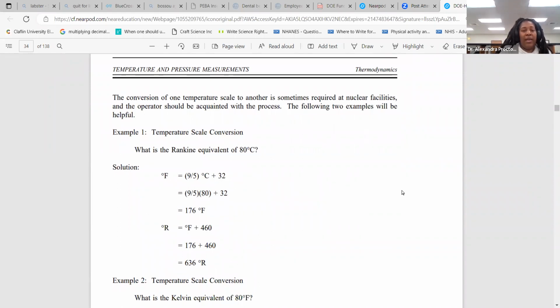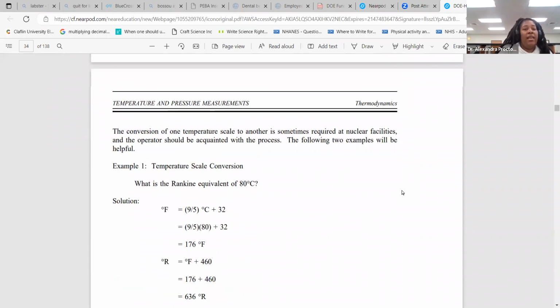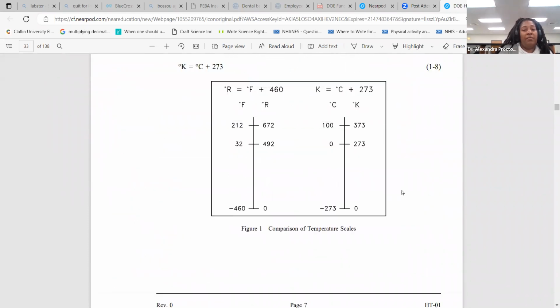So here we know that Rankine and Fahrenheit, those two scales go together. So what's the Rankine equivalent of Celsius? We know that Rankine is not the absolute temperature scale for Celsius. So you've got to find Fahrenheit first in order to use this equation. So this process is actually 2 steps.